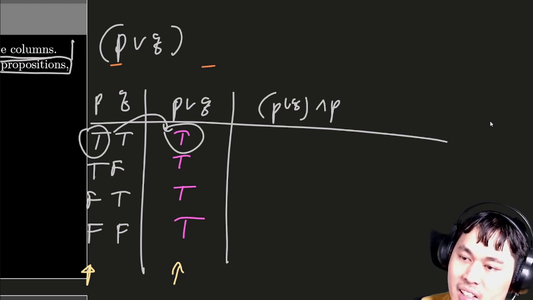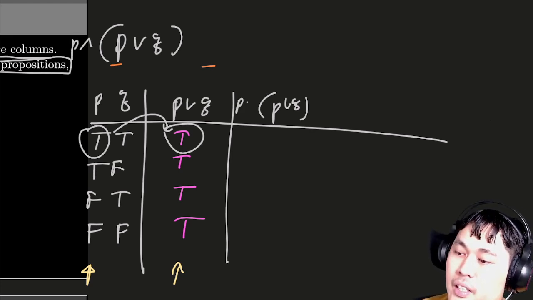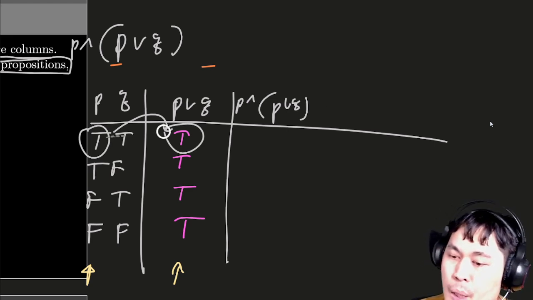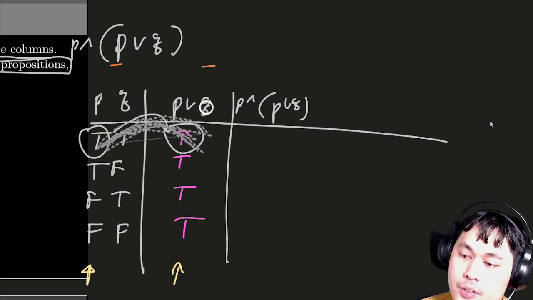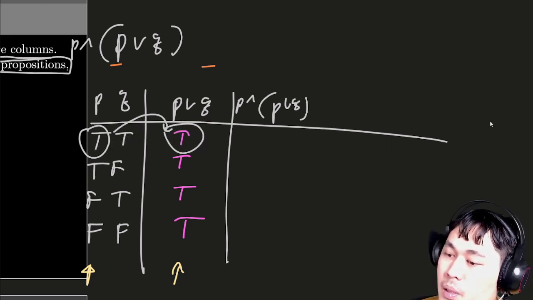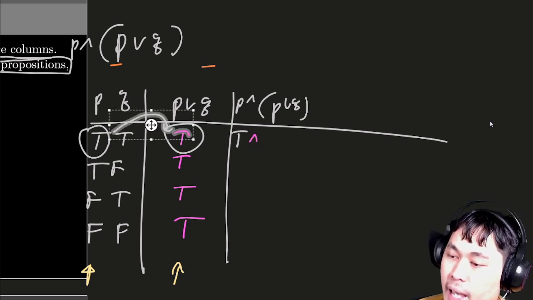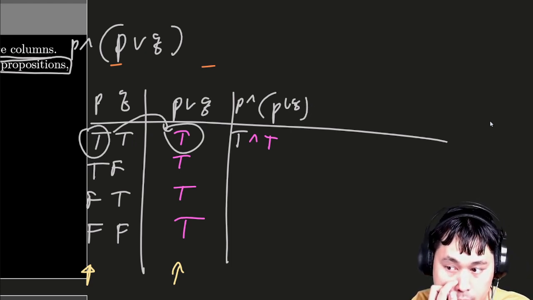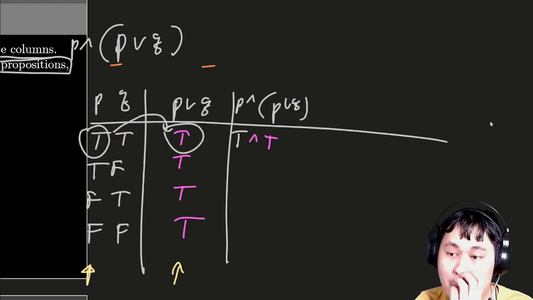Let me change it a little bit to P and P or Q. So the order is the same: P and P or Q. What we do is we compare, we operate these two propositions. So it's T for P and T for P or Q. This is from the third column, just like how you add or do things with numbers.